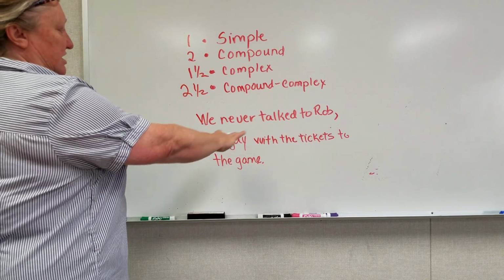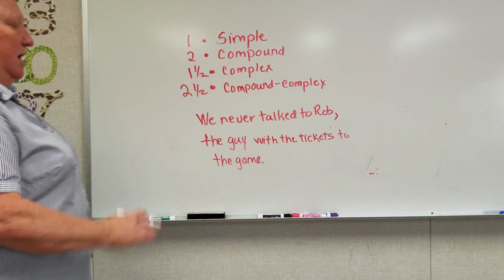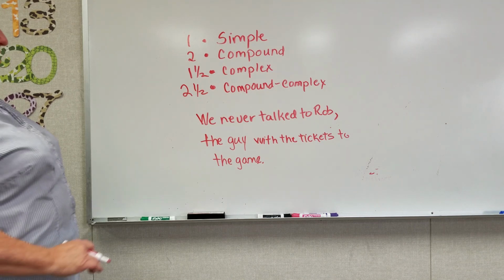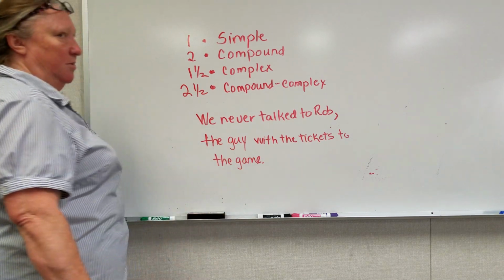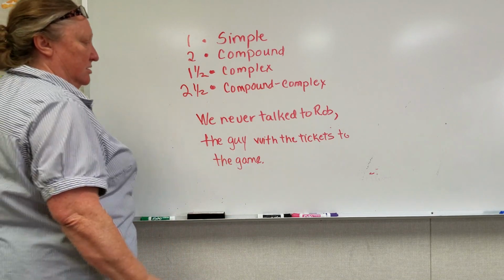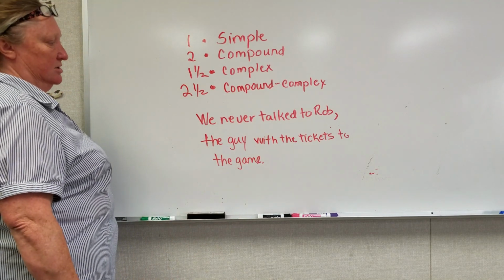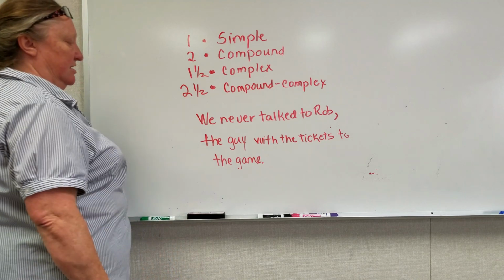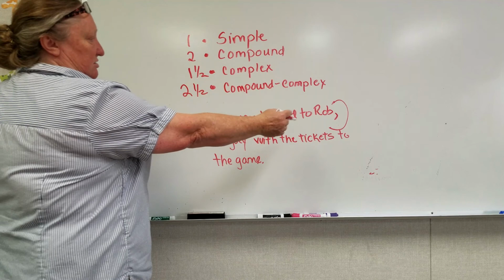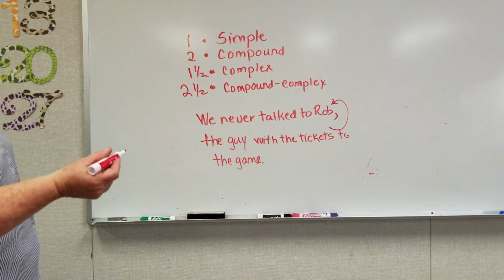But let's look at the rest of this sentence very carefully. The guy with the tickets to the game. We've got a problem here because it's got a lot of words, so we could assume that it's a clause. But there's a noun here. Remember, to be a clause, it's got to have a subject and a verb. We've got a noun here. Do we have a verb? We have no verb. So this is a phrase. It's actually an appositive phrase. It's all talking about Rob. It's just more explanatory material about Rob, the guy with the tickets to the game.